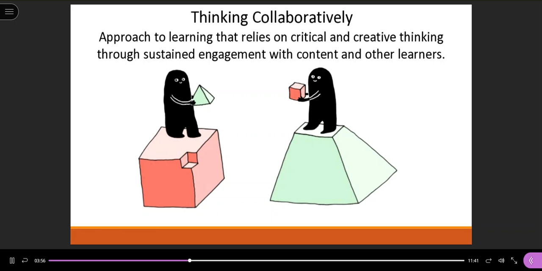A clearer definition is that learning or thinking collaboratively is an approach to learning that relies on thinking creatively and critically while maintaining engagement with the content and other learners. And again, by engaging with those other learners, we can really avoid those pitfalls and fallacies.